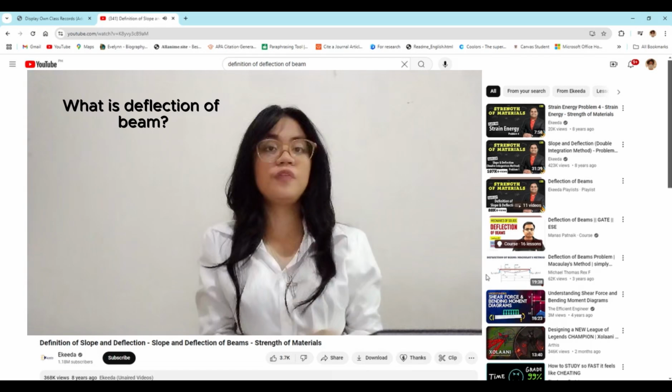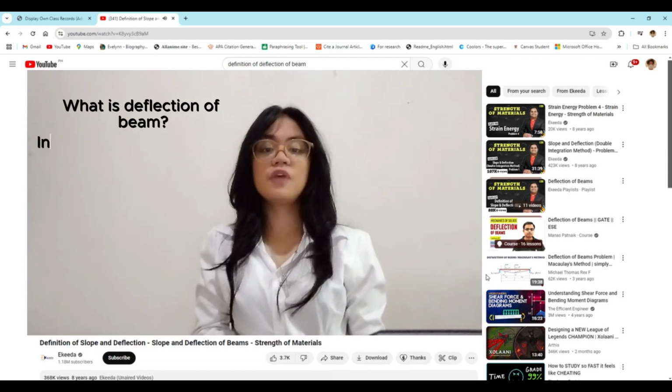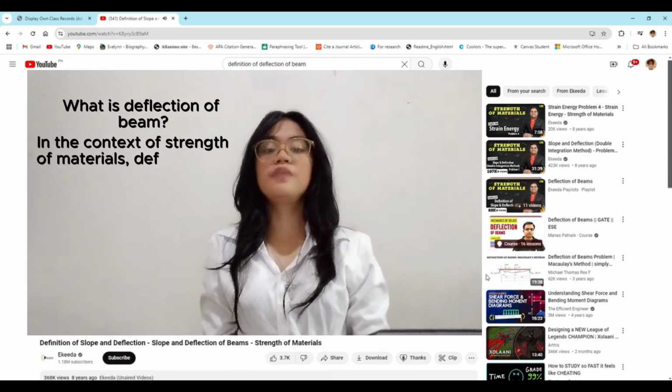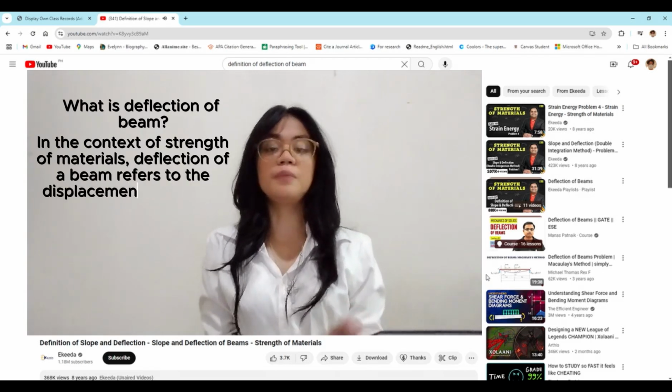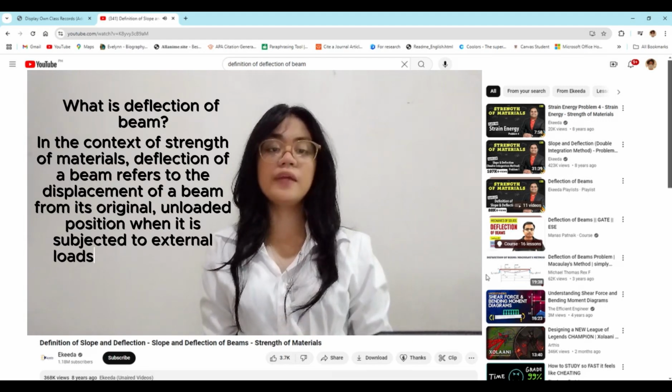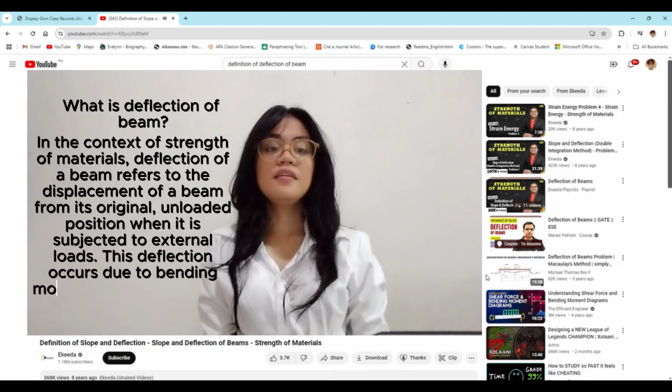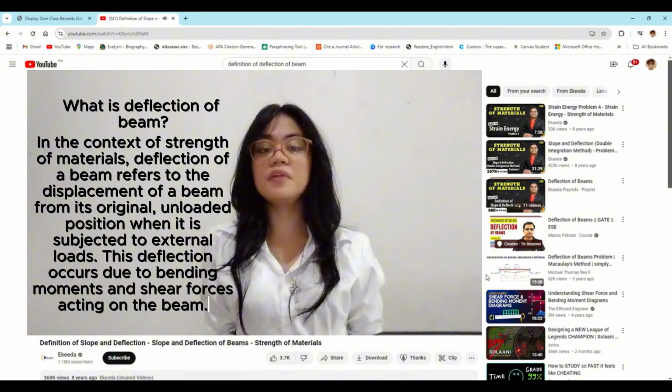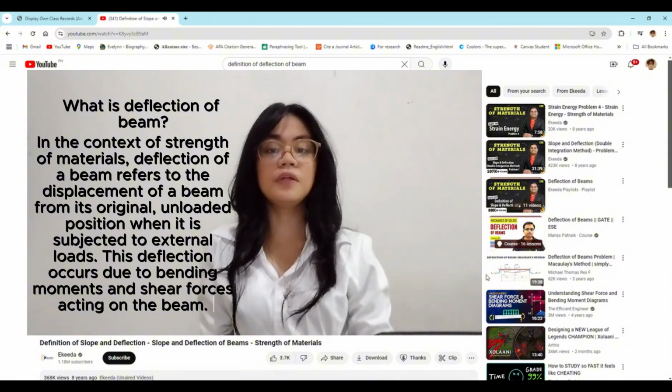What is deflection of beam? In the context of strength of materials, deflection of a beam refers to the displacement of a beam from its original unloaded position when it is subjected to external loads. This deflection occurs due to bending moments and shear forces acting on the beam.